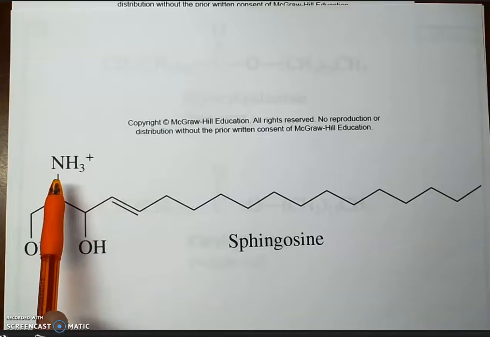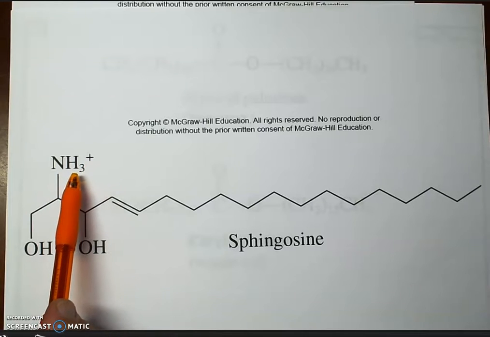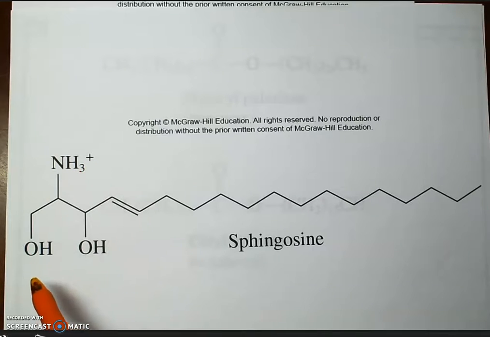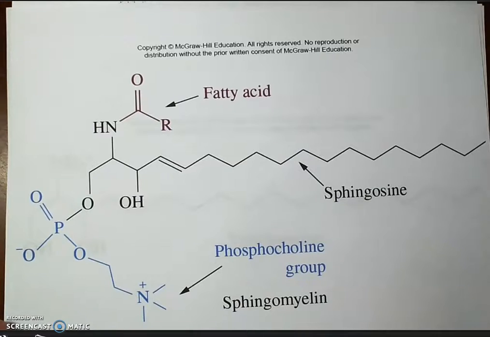You have an amine group. It's not just an amine group, it is a protonated amine group. NH2 would be an amine. Add a third hydrogen that has a positive charge, and you've got a protonated amine. And this is sphingosine. Now from that, we can make things such as this sphingomyelin.